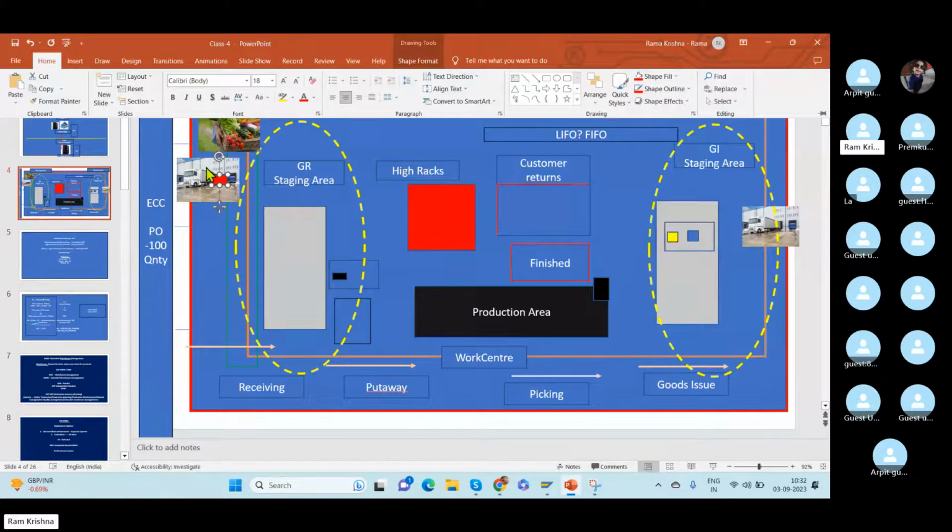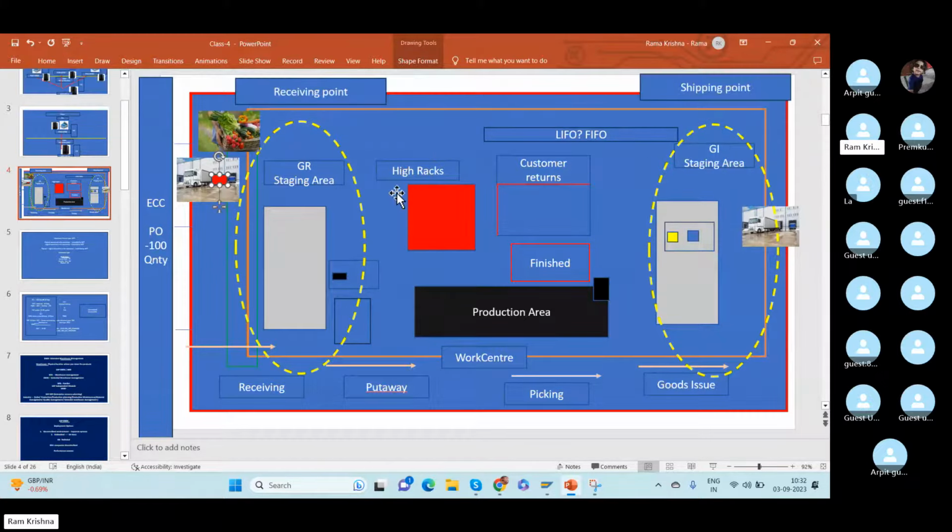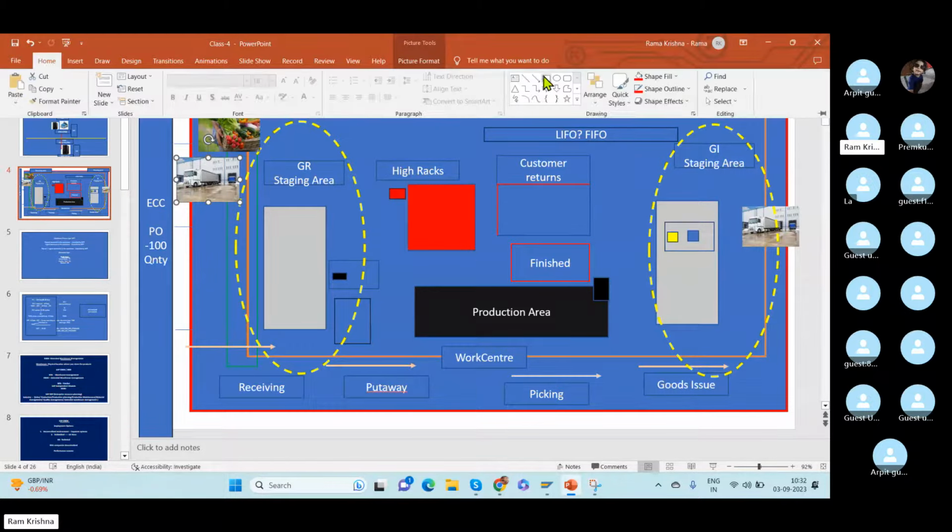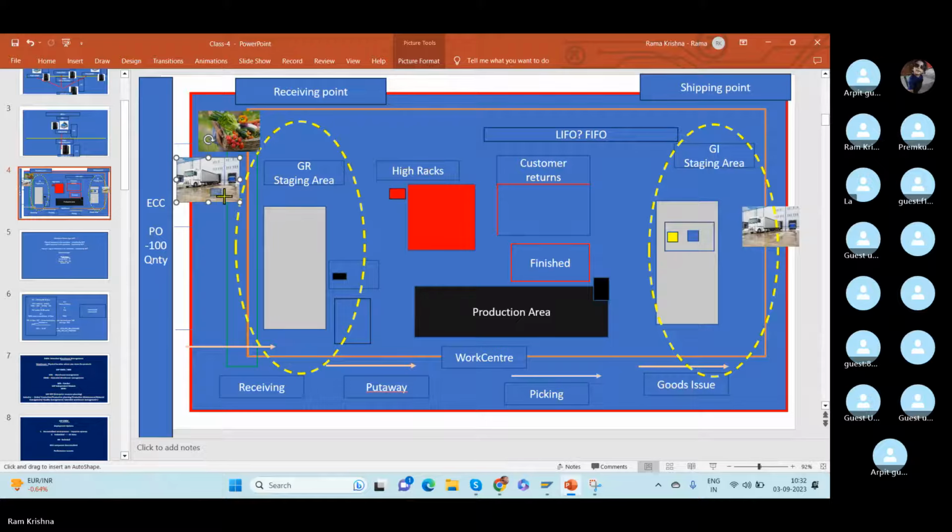You should go to the high racks storage type. Now, the other way: if you are receiving stock because the customer has sent back your goods. Now tell me, the stock should go to which place?